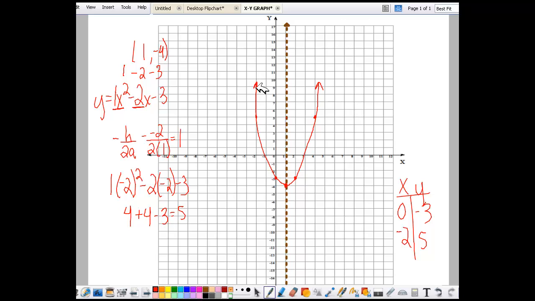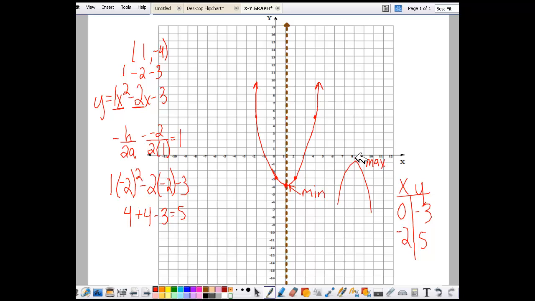All right, so other than that, we've just got minimum and maximum values. Here's the difference between minimum and maximum. You've got a minimum right here. This parabola is going to keep going up, and it will never get any lower than this. So this is known as a minimum value. If you had a parabola that looked like this, it's going to keep getting lower and never get any higher. This is going to be a maximum. So your vertex would be a maximum.